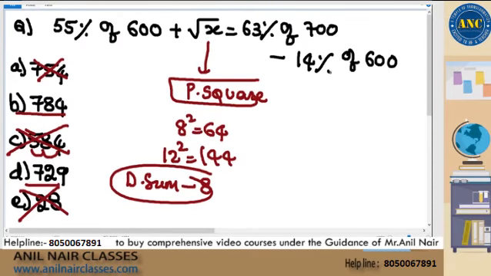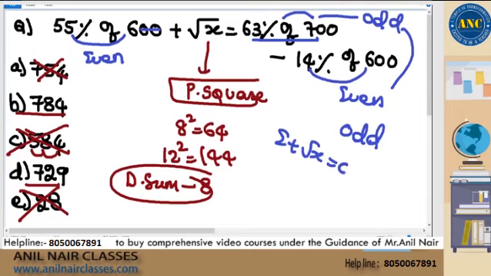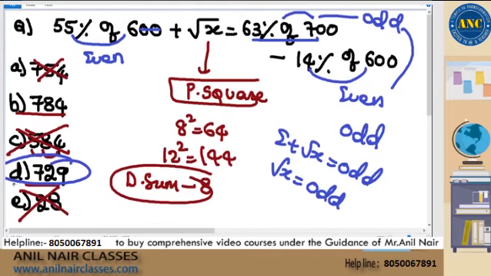Listen carefully, sir. All you have to do is just listen. 55% by 100 means these are eliminated. 55 into 6, any number multiplied by even is an even number. This is also an even number. 63 into 7, it is an odd number. What is odd minus even? It is odd. So even plus root x is equivalent to odd. Root x is nothing but odd minus even, it is odd. So the answer should be an odd number, 729. Beautiful question.